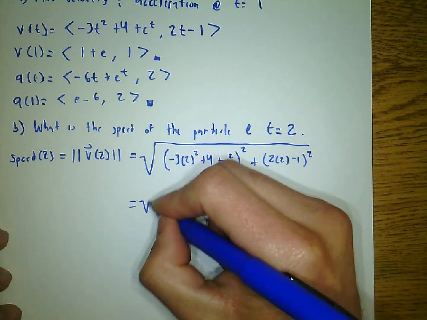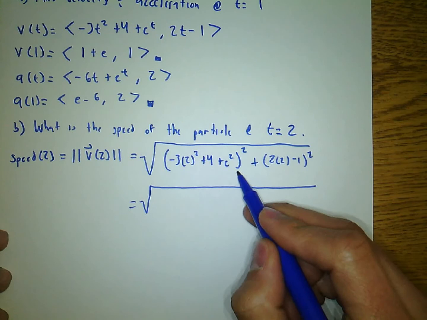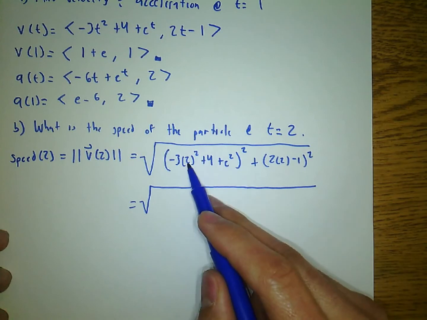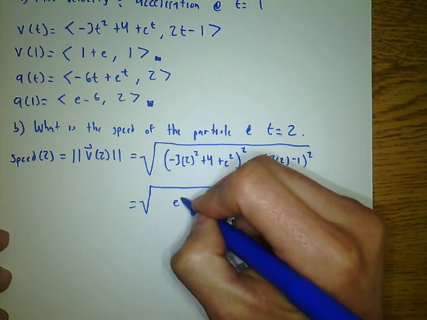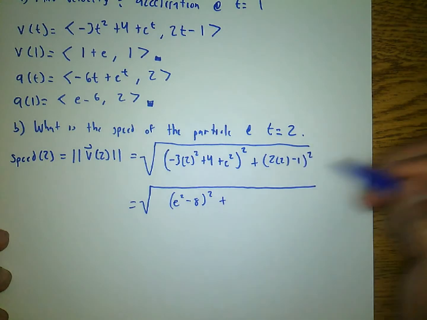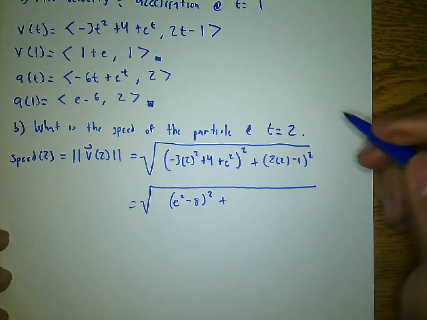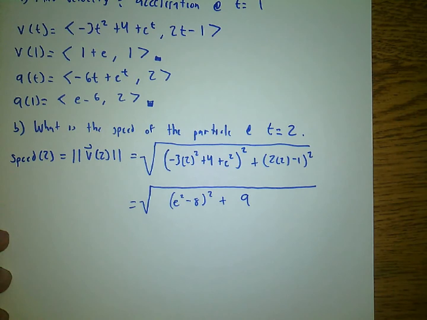If you wanted to go a little further, honestly, the only thing I would do is maybe clean that up, because this would be negative 12 plus 4, so negative 8. So that would be e squared minus 8 squared plus, what do we got over here? 9, right? Agreed? But that's as much as I would do without a calculator.